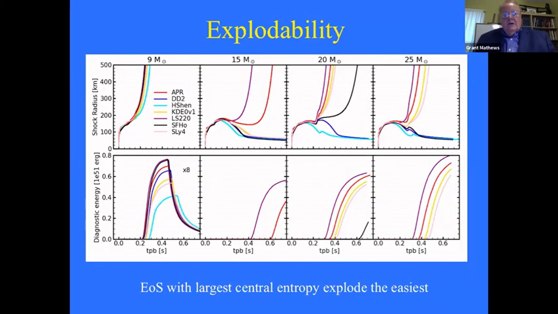Okay, yeah, I kind of glossed over this quickly. This is showing the shock radius versus time for different progenitors, 9, 15, 20, 25. These are the different equations of state. Some of these are density functional, some of these are relativistic mean field. There's another paper out by Schneider and others. They also looked at equations of state and decided that it was the effective mass that was the most important parameter.